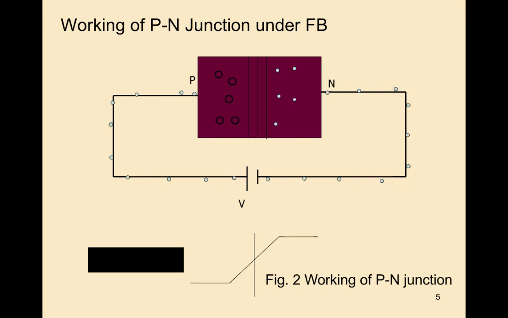So after a particular voltage, that means after a particular barrier potential value, 0.3 volts for germanium and 0.7 volts for silicon, the current will flow in the PN diode. The maximum current will flow in the PN diode. So this is the working of the PN junction.